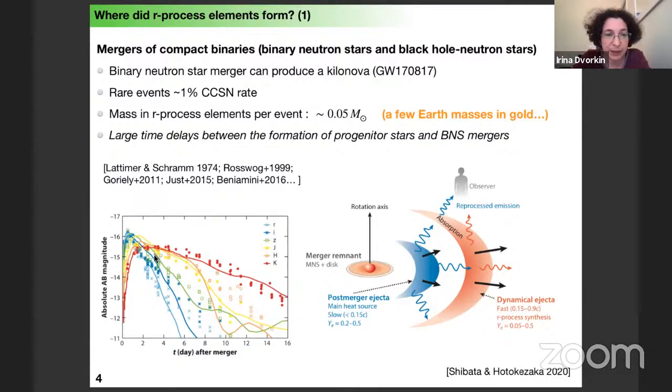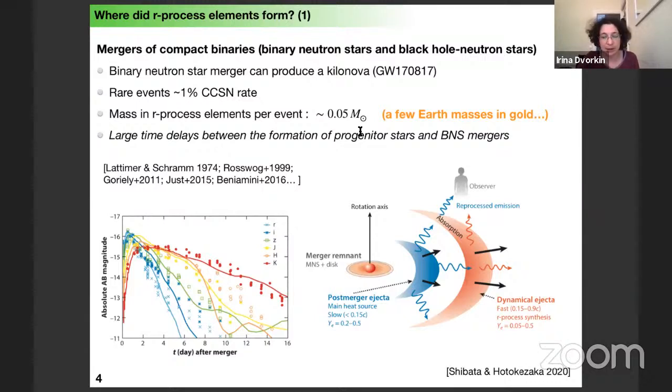From this light curve, we can actually measure the amount of energy that was produced, and then the amount of actual r-process elements that were produced by this event. And indeed, it was about 5% of the solar mass of r-process elements, which then means it produced about a few Earth masses in gold just in this one merger of two neutron stars. So we know that binary neutron star mergers are very rare events, about 1% of the core collapse supernova rate.